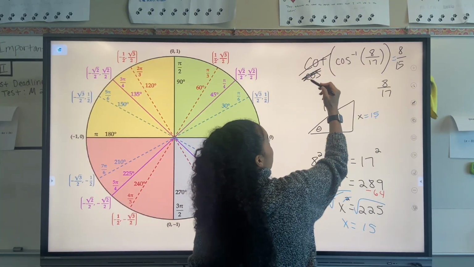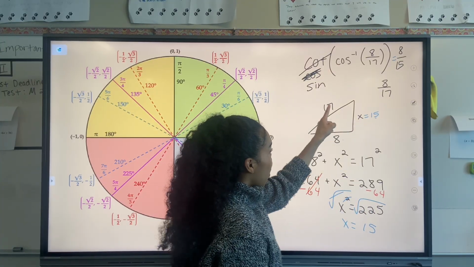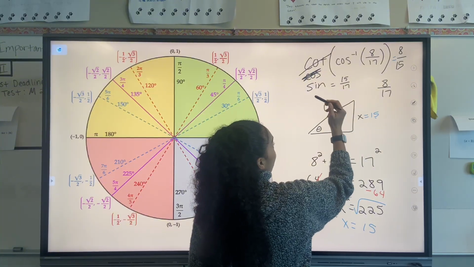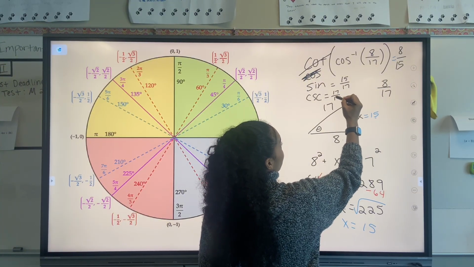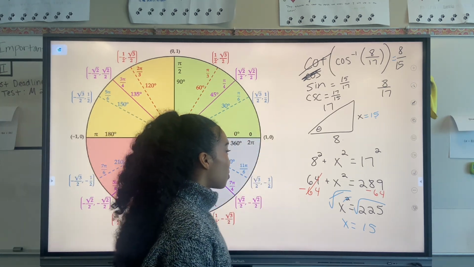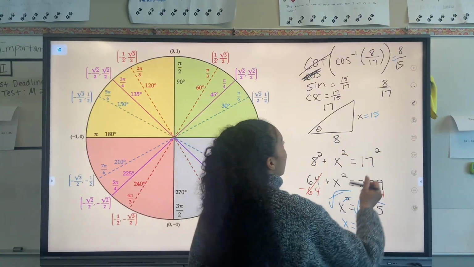Let's say they asked for a sine of all of this. Well, sine is opposite over hypotenuse. So if it was sine, it would be 15 over 17. If they asked for a cosecant, that's the reciprocal of sine, so it would be 17 over 15. Okay, so there's many different example problems that you can form from that question. All right, let's try another one.